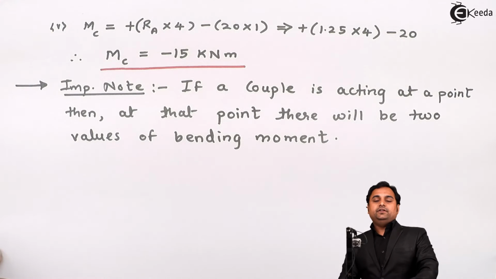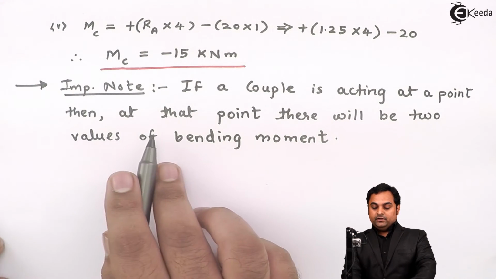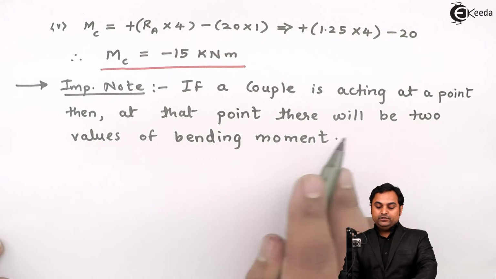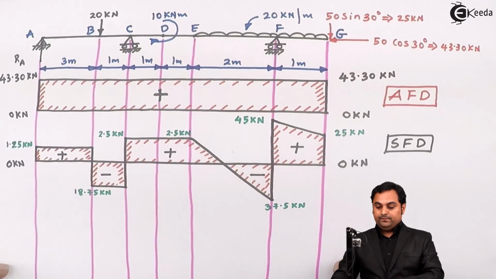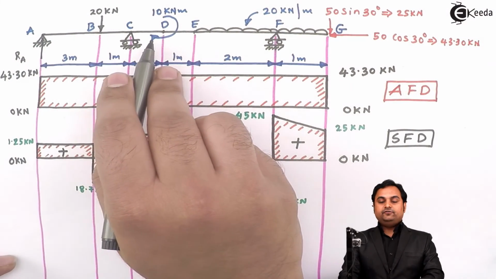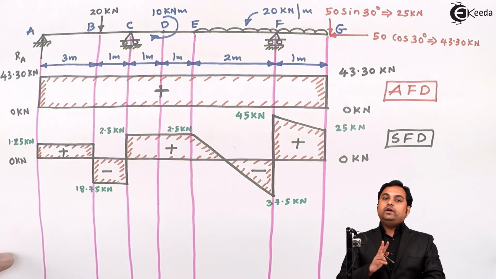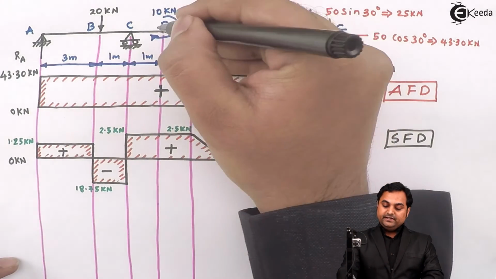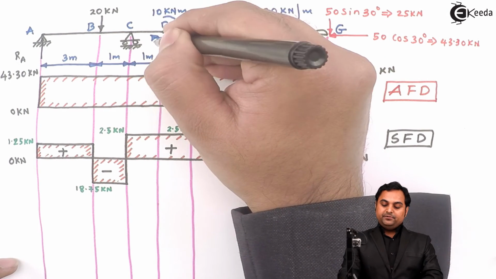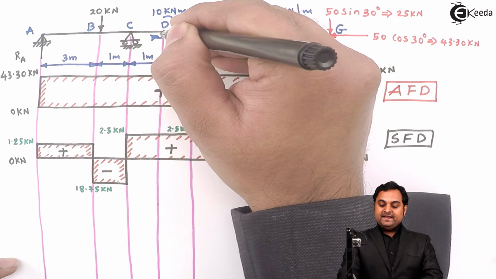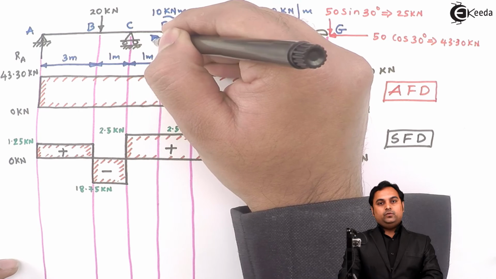So here I have written a note that if a couple is acting at a point, then at that point there will be two values of bending moment. If we see here for the given beam, at point D a couple of 10 kilonewton meter is acting. So here at point D we are going to get two values of bending moment. First, by taking the section to the left of D, where this 10 kilonewton meter couple will not be there. Then taking the section to the right of D, where this clockwise couple will be there.